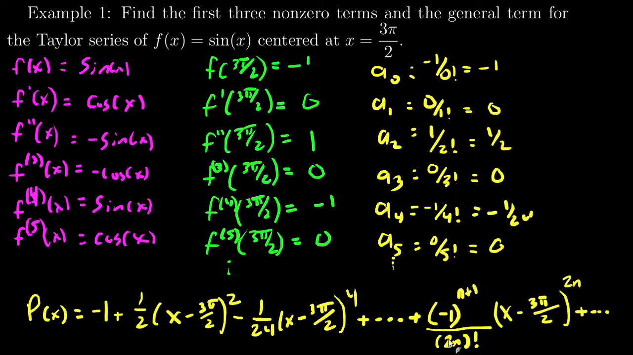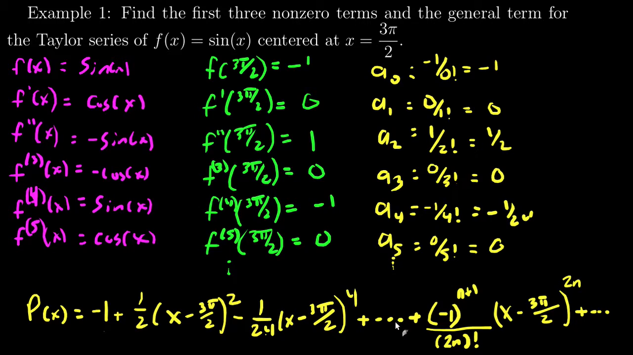I'm dividing by the even factorials. This was over 0 factorial, 2 factorial, 4 factorial, 6 factorial. So I do 2n to get that. And I put it to the even powers. (x minus 3 pi over 2) to the 0, to the 2nd, to the 4th, to the 6th, and so on. So that's the power series.